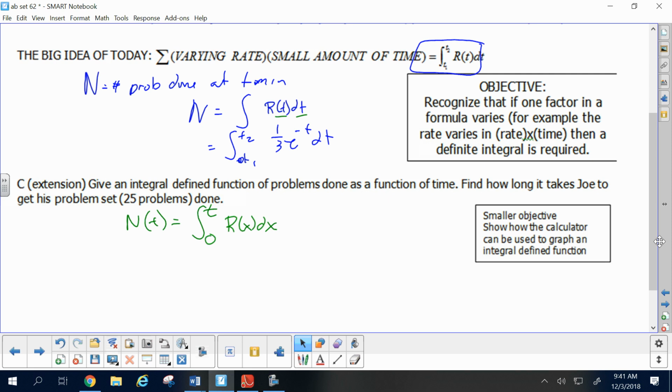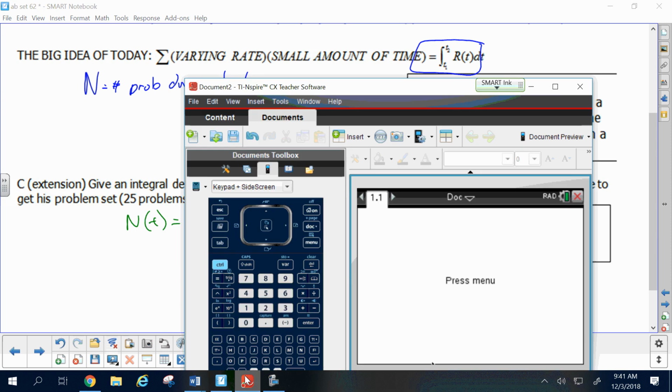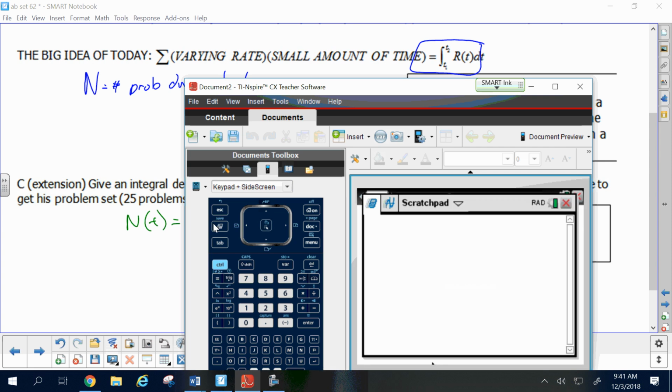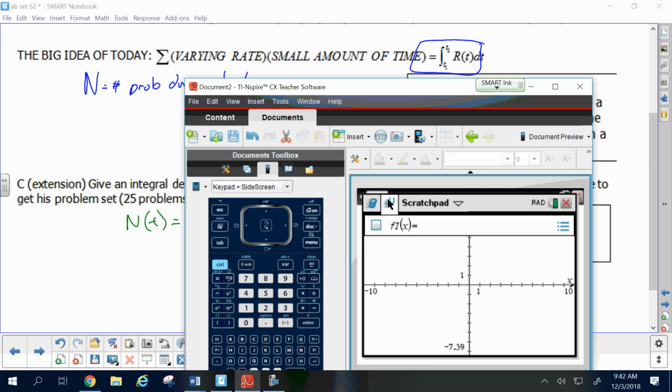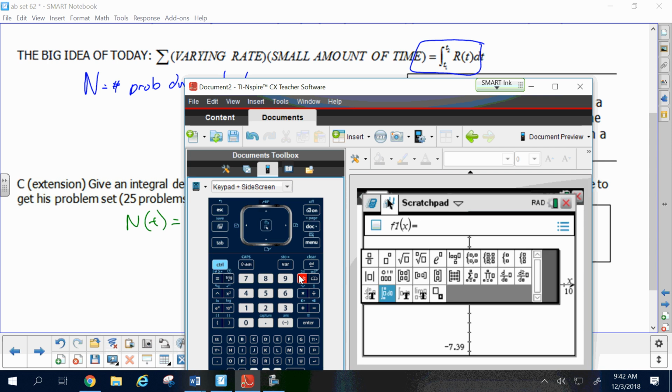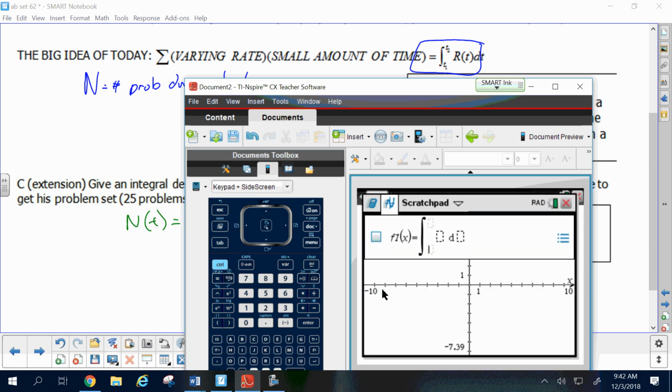Okay, let's practice this in your calculator. This is one of those awesome things where you guys are so lucky to live in when you do, because your calculator can do this. So get out your calculator, and let's type in the graph menu the integral defined function. Give yourself a definite integral in F1.